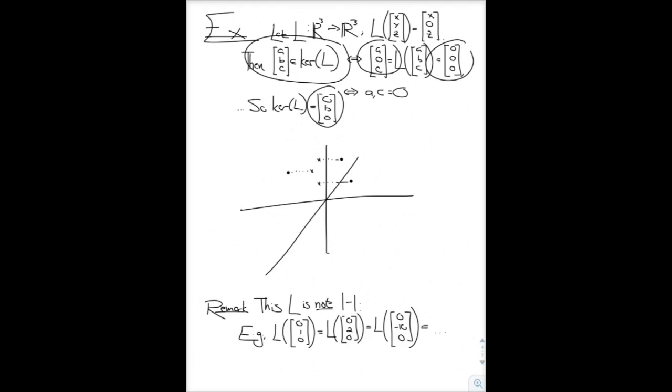Let's make this important remark. This map L is not a one-to-one map. There are many different vectors which have the same image under L. For example, L of (0, 1, 0) is equal to L of (0, 2, 0) is equal to L of (0, -10, 0). All of these are equal to (0, 0, 0). So L is, in fact, many-to-one, it seems.